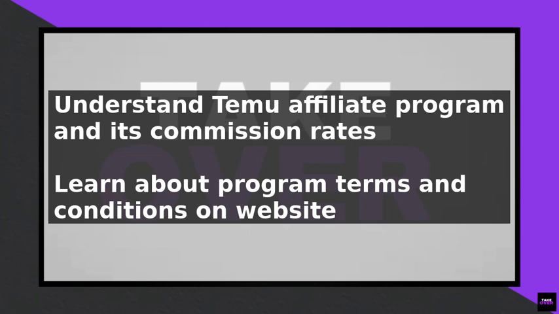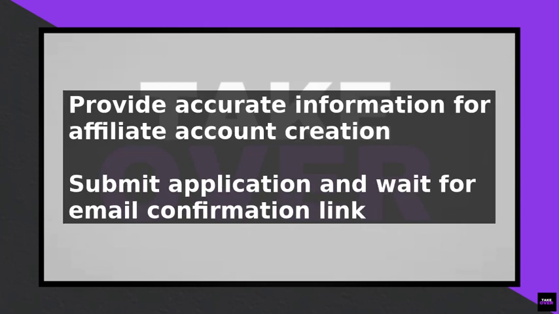First, go to the Temu website and navigate to the affiliate program page. Here, you will find information about the program, including the commission rates, cookie duration, and other important details. Read through this information carefully to understand the terms and conditions of the program.